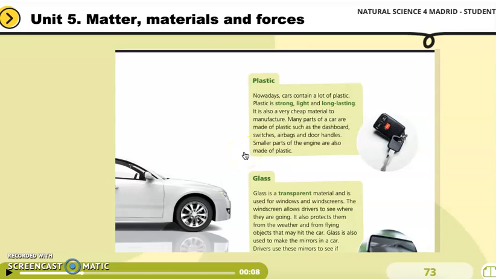Good. Okay, so if there are any words that you don't know, I encourage you to underline them and look them up in the dictionary. So, strong, light, long lasting. Long lasting, it will last a long time. So, it says many parts of the car are made of plastic. The dashboard being in the front part of the car, switches turn on and off, airbags, if you have an accident, there's like a big balloon looking bag that protects you. The door handles right here. Okay, all made of plastic.